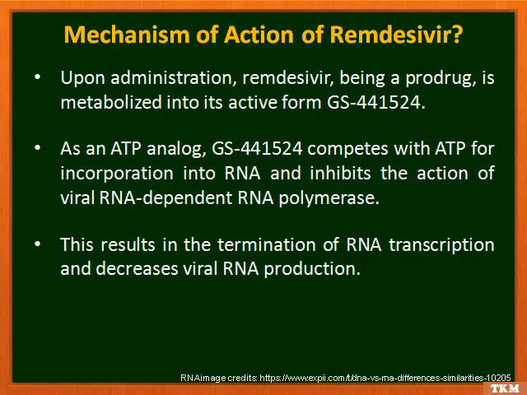Now, upon administration, Remdesivir, being a prodrug, is metabolized into its active form, GS441524. It is an ATP analog that competes with ATP for incorporation into RNA and inhibits the action of viral RNA-dependent RNA polymerase. This results in the termination of RNA transcription and decreases the viral RNA production.